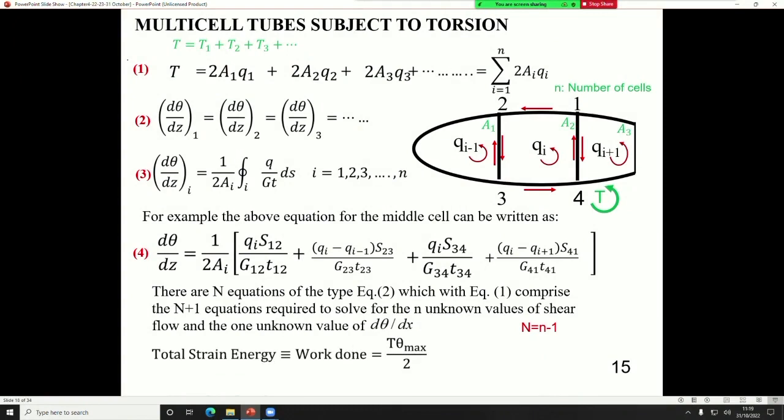Now, for the total energy, you can find the energy stored in each of those cells and just add them up. I don't recommend it. I've never done it myself because it's just a waste of your time. Once you've got the angle of twist, you can easily multiply it by the torque, divided by 2. But the angle of twist must be in radians. Any question in relation to slide number 15?